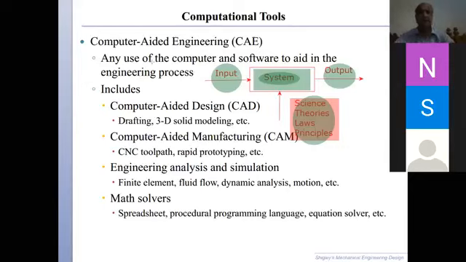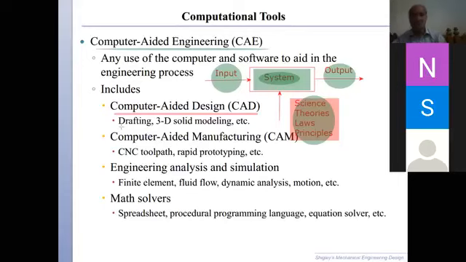Now the thing is, when we design, we use a lot of computational tools, like computer aided engineering, any computer software to aid the engineering process. For example, we use CAD and CAM. CAD is computer aided design.